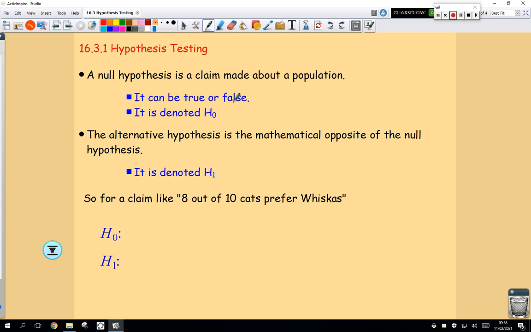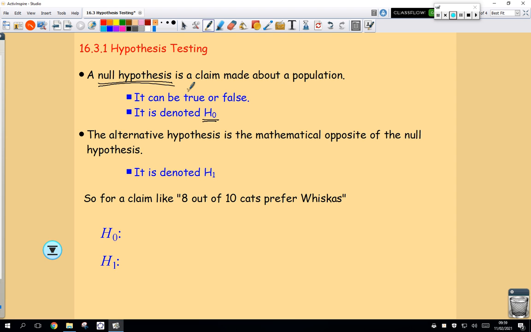And the notation we use for the null hypothesis is this symbol here, H subscript 0. That 0 is a little subscript down there, sometimes called H0, but almost always called the null hypothesis. So the null hypothesis is a claim made about the population. It could be true or false.